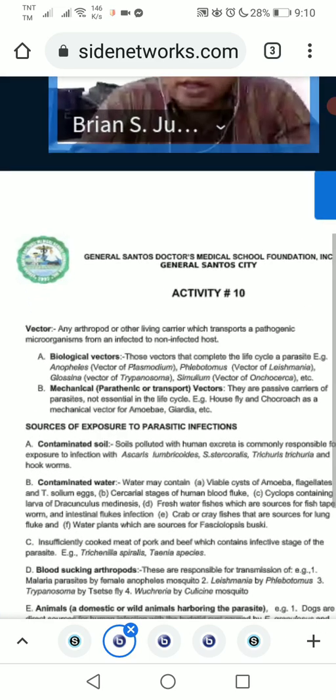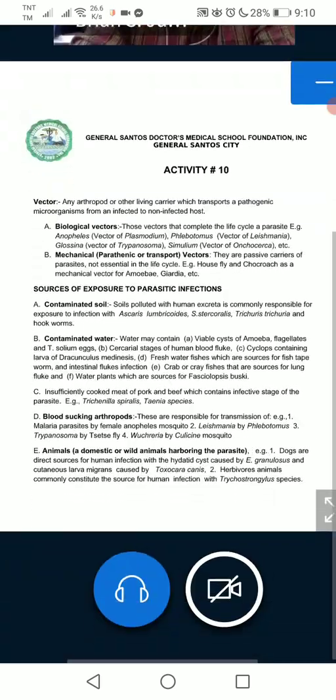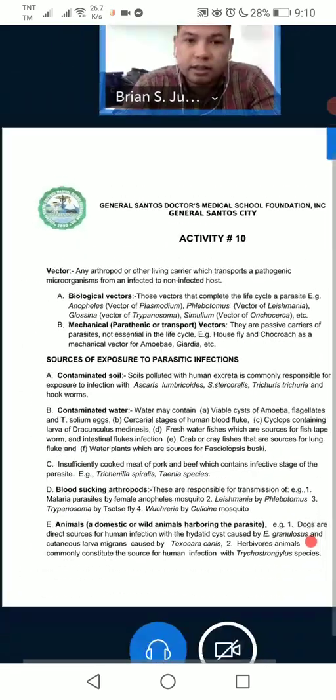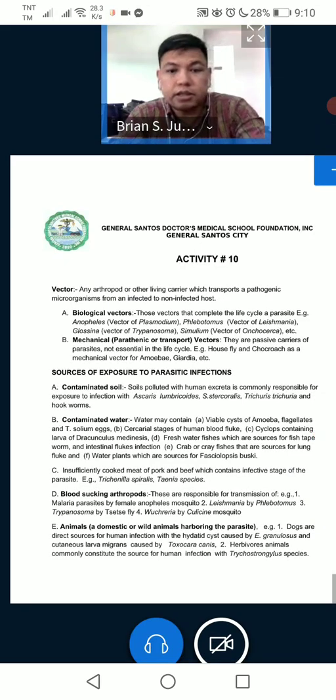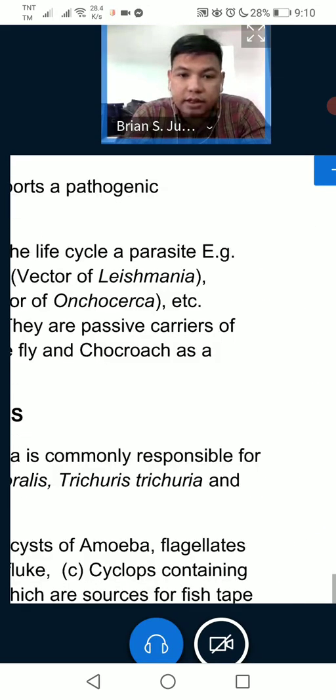Nakikita niyo ba yung ating conference? Visible ba siya? Okay, so wait lang ha.